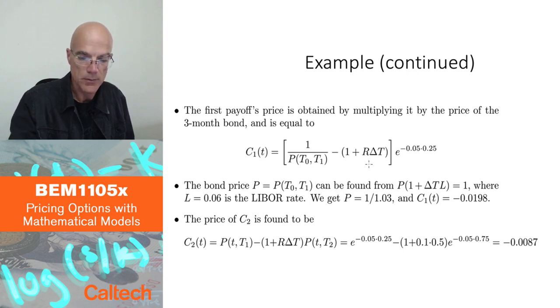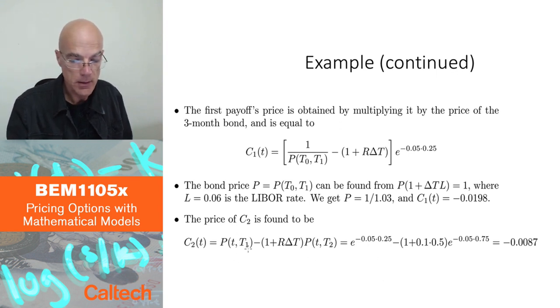This one is the same as before. You just multiply 1 plus R delta T by P of... but now you multiply it by the 9-month bond rather than by the 3-month bond. P of T, T1 is the 3-month bond, since T1 is 3 months. So I already know the price. It's e to the minus 0.05 times 0.25. That's just a 3-month bond. And then here I have to multiply by the 9-month bond.